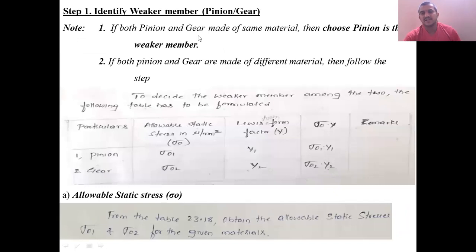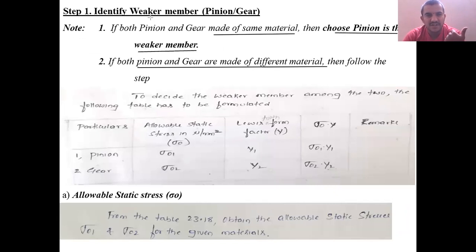Now we'll go for the design procedure of bevel gear. Again, the same procedure, 5 steps are there. First, identify the weaker member. How do you identify the weaker member? If both the pinion and gear are made of the same material, then you choose the pinion as the weaker member. If the pinion and gear are made of different materials, then you construct a table.